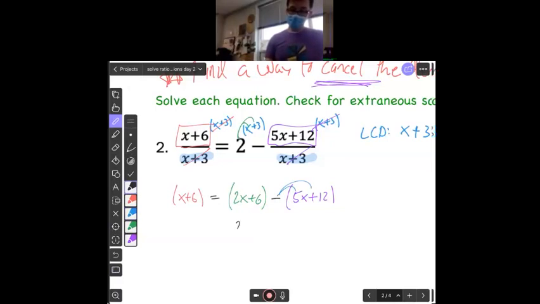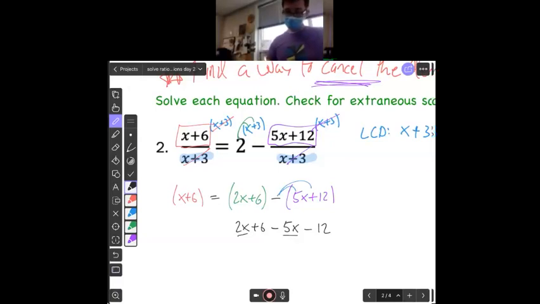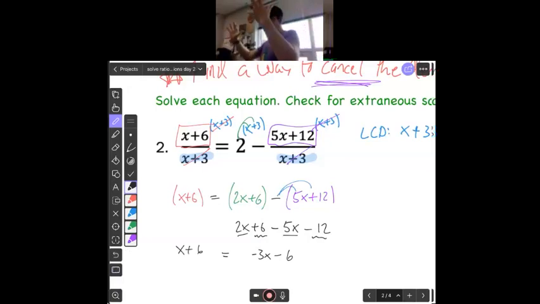So that's 2x plus 6 minus 5x, but also minus 12. Right? That 12 is being subtracted. So like terms, I have negative 3x, negative 6. This is all stuff you guys have done many, many times. Okay? On the left side, that x plus 6 has just been waiting for us. There's nothing else over there.